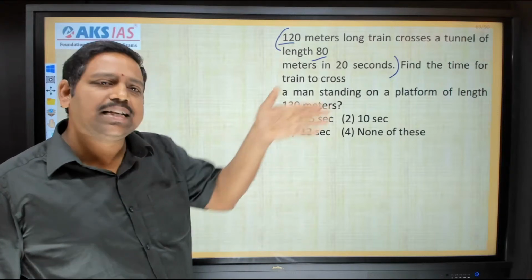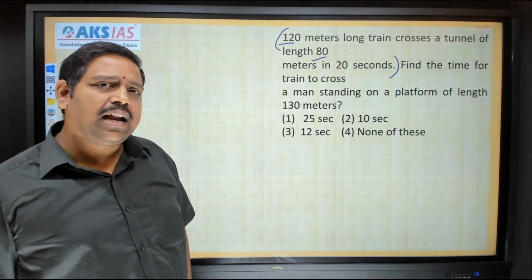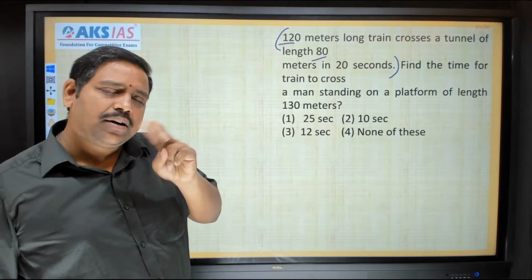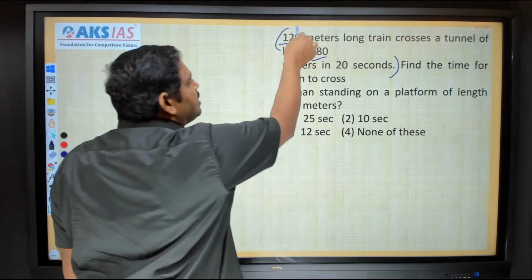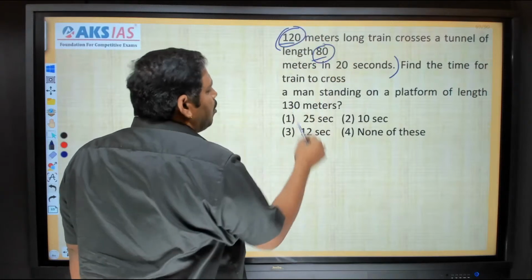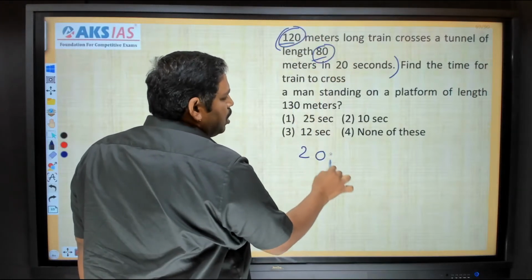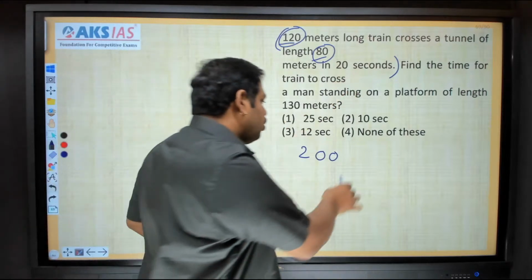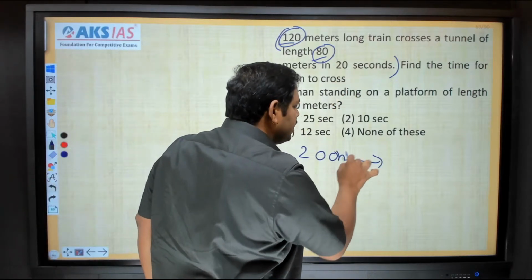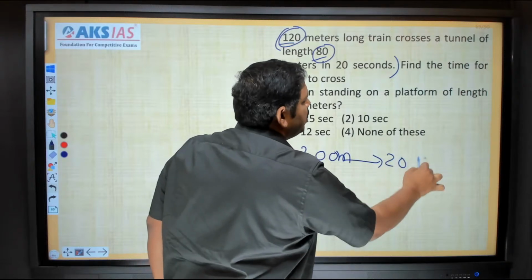So a train is crossing a tunnel. Train crossing a tunnel means I should consider the length of the train as well as the tunnel, that we know. That means 120 meters and 80 meters. Total how many meters does it have to travel? 200 meters. To cover the 200 meters, the time required is 20 seconds. So from this you can calculate the speed, right? Directly it is how much?